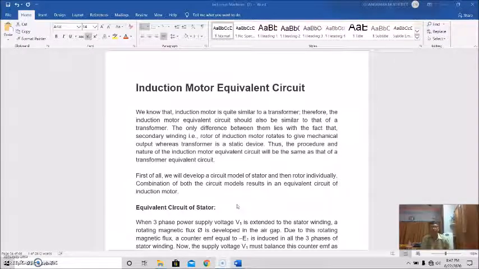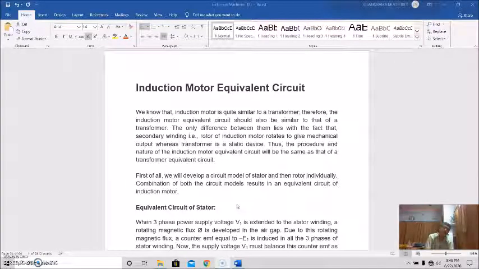Now today we'll discuss the induction motor equivalent circuit. You know, the induction motor is basically quite similar to a transformer. Therefore the induction motor equivalent circuit should also be similar to that of a transformer. You have studied the transformer in your earlier semesters, so it will not be very problematic for you to understand the induction motor equivalent circuit, because it is mostly similar to a transformer. But there is a basic difference.